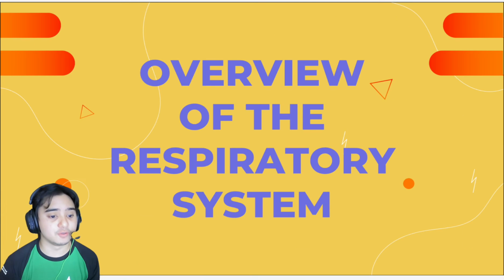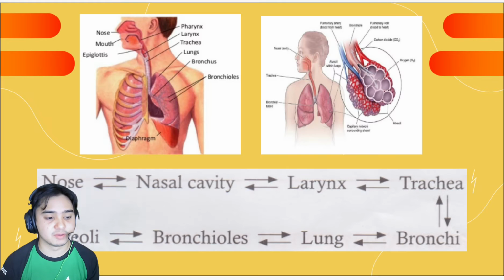An overview of the respiratory system. The rib cage and the diaphragm play a significant role in respiration, as the rib cage encloses and protects the lungs, and the diaphragm is the main muscle in charge of inflation of the lungs.